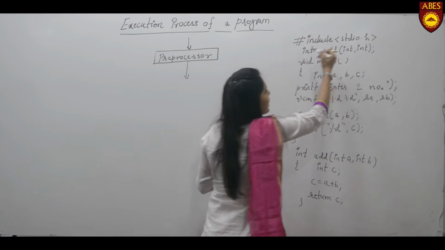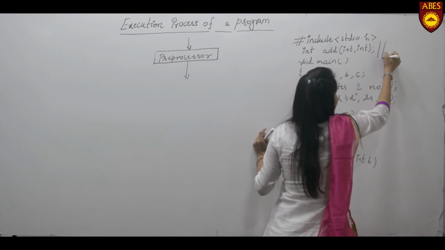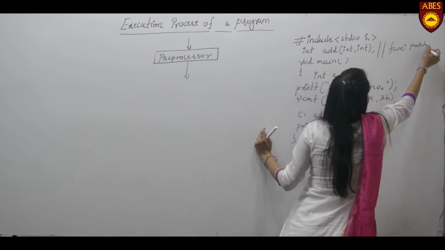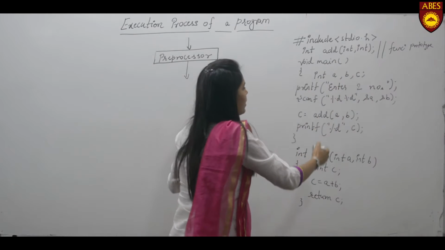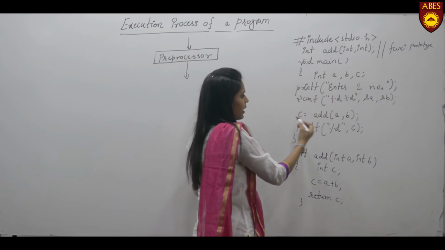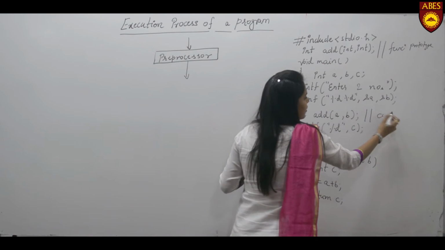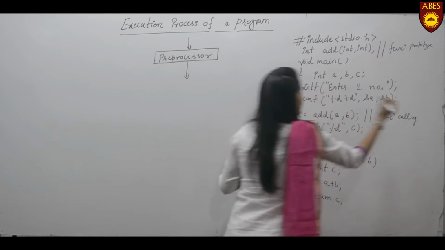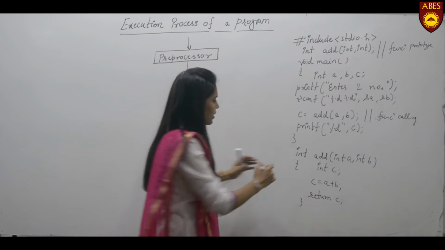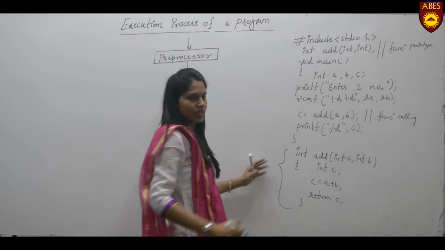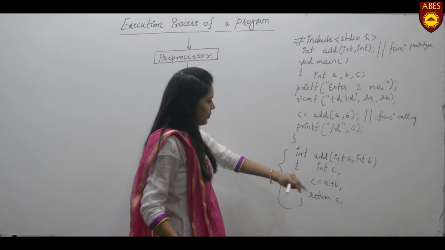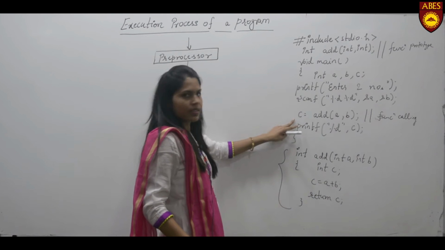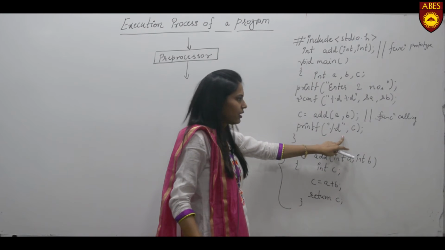Then we defined here a function, that is the function prototype. Then we simply enter two numbers and here we call a function. This is our function calling. Then we have made our function with the name add. Here we simply add two numbers and return a number, that is c. Here we are printing the result of the C program.